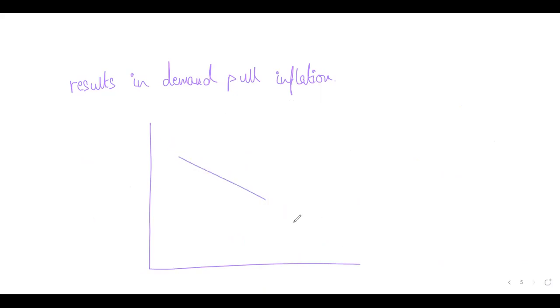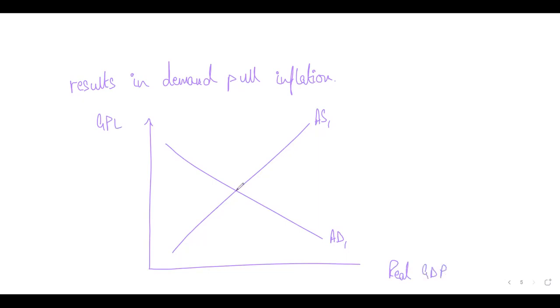So think about it. This was your original aggregate demand, AD1, downward sloping like this. This was your aggregate supply, upward sloping like this. On the y-axis, you have GPL, general price level. On the x-axis, you have real GDP. Now, what will this do? If originally your general price level was this much, now your aggregate demand shifting upwards will go like this, and that will result in a higher general price level.